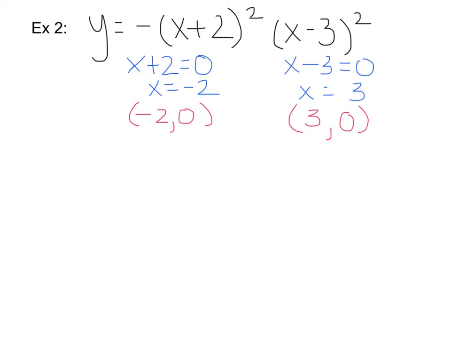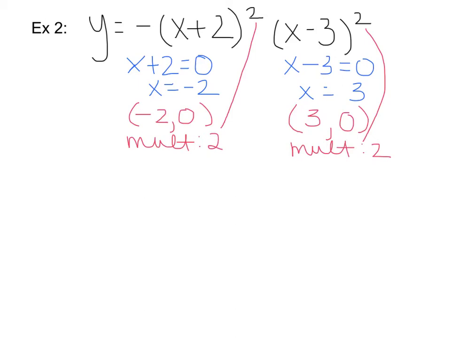Then we need to look at their multiplicities. Since x plus 2 has an exponent of 2, that means it has a multiplicity of 2. So at the zero (negative 2, 0), it's going to bounce instead of going through the zero. x minus 3 also has a multiplicity of 2, which means at the zero (3, 0), it is also going to bounce instead of go through.